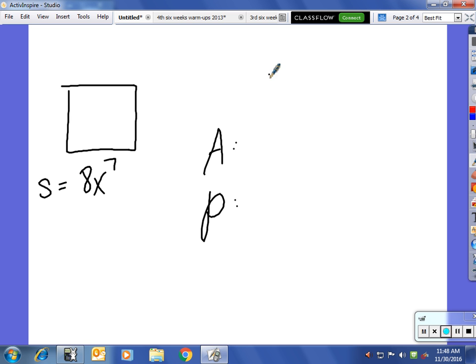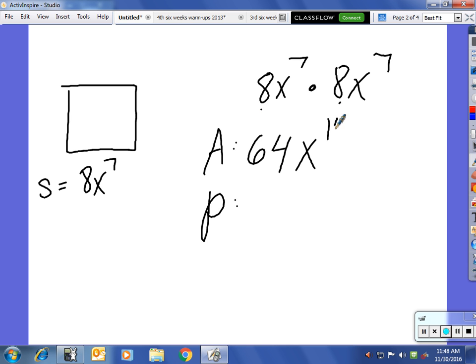All right, area of a square is side times side. What's 8 times 8? Yes, we don't have to do the FOIL thing because there's no adding or subtracting here. It's just a cluster times a cluster.